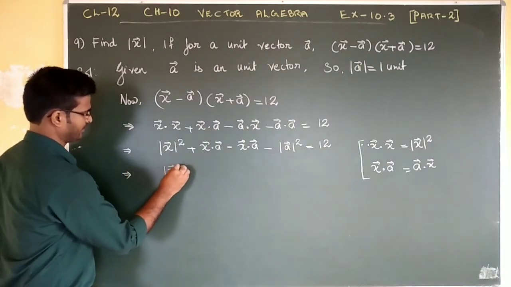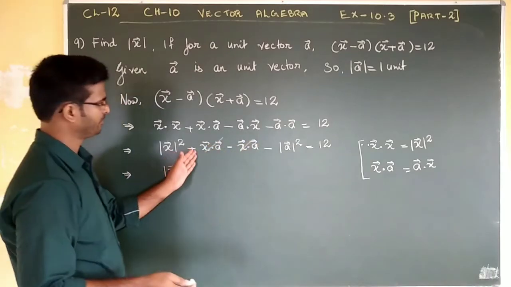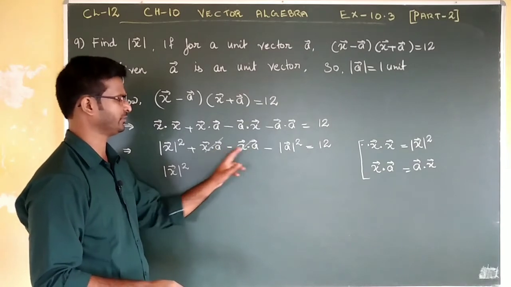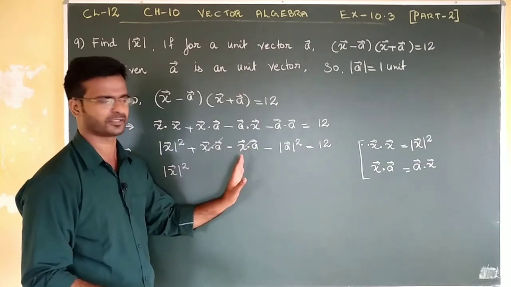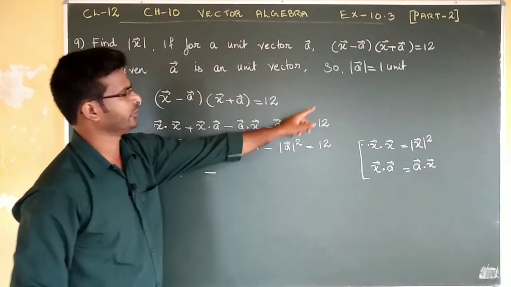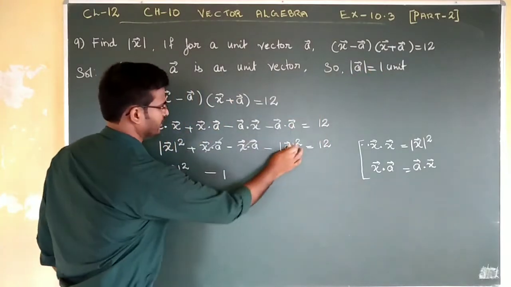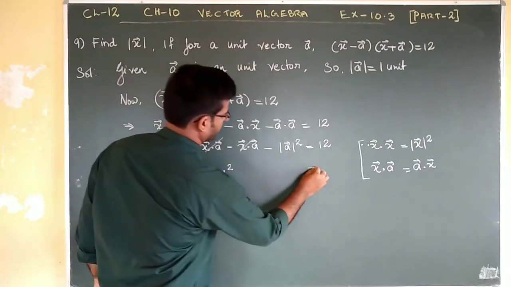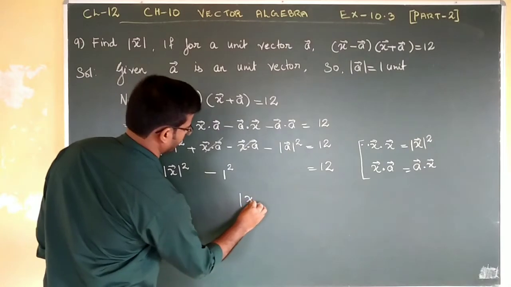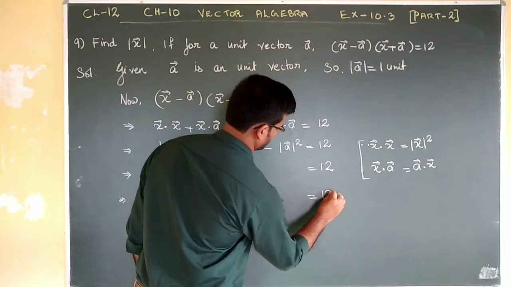Magnitude of x vector whole square, then this cancels, that will be 0, because plus x vector dot A vector minus x vector dot A vector. When you subtract the same terms you will get answer 0 only, minus magnitude of A vector. Already we have written magnitude of A vector is 1, then square equal to 12. Magnitude of x vector square equal to 12.